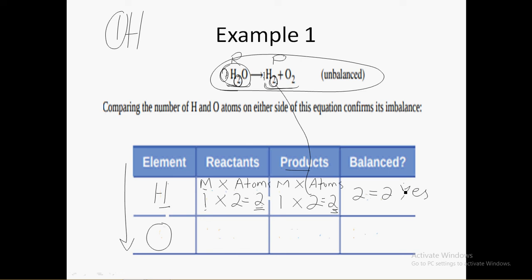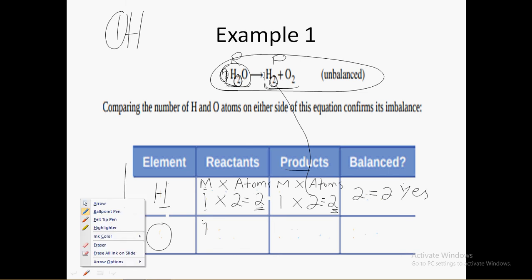And now oxygen. We write here the number of molecules. Number of molecules of oxygen. Number of molecules of water are 1. They are the same because here is 1. Only we count here.